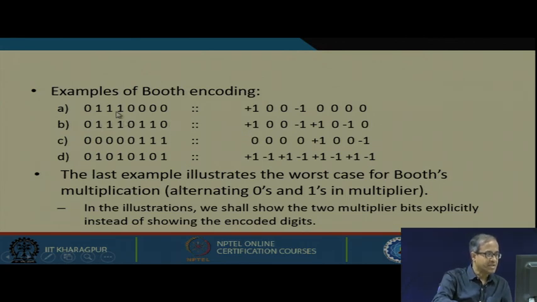Now, the last example, this is the worst case for Booth's algorithm, alternating zeros and ones. You will find here, you have not got any zeros, all are plus 1, minus 1, plus 1, minus 1, alternately like that. So, you will have to always do either an addition or subtraction at every step. This is the worst case of Booth's algorithm. But on the average, you may have to do additions which are much less. For example, for the third case, you need only 2 additions or subtractions. Rest are all zeros.